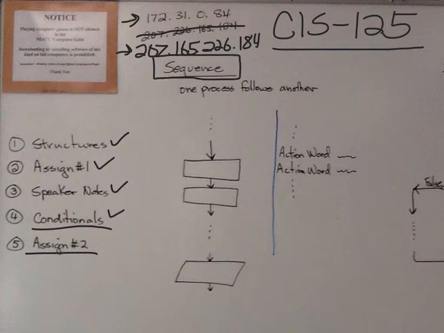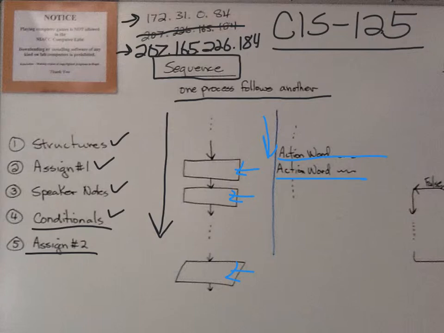When you design software, one process follows another. That's sequence. Everything goes down, and in this case we have process boxes, here's a print box, but we're talking about everything just flowing down. In pseudocode, you have an action word and commands, everything in a straight line. So far the first 2 assignments are all sequence. There's no looping, no conditionals, and so forth. They're just sequence, going straight down.